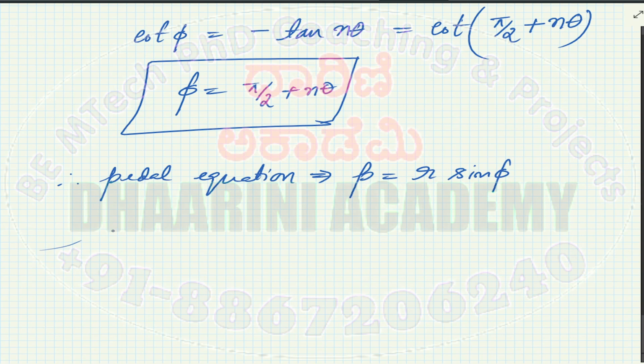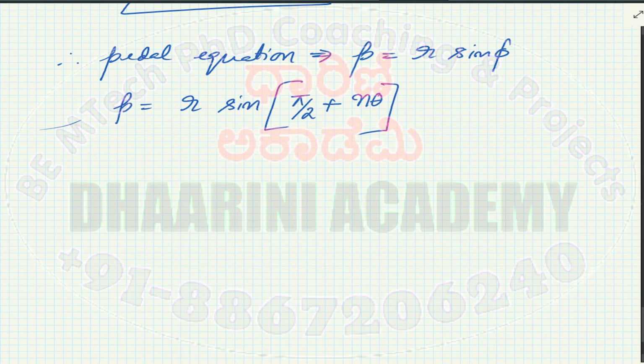Right, let us substitute. This implies the P value is equal to R into sine of phi, and phi is pi by 2 plus n theta. Now when this is sine of 90 plus theta, it goes to the second quadrant. In the second quadrant sine is positive, so sine of 90 plus theta becomes simply cos theta, and it is positive. So P is equal to R cos of n theta. Let's hold on to this now.